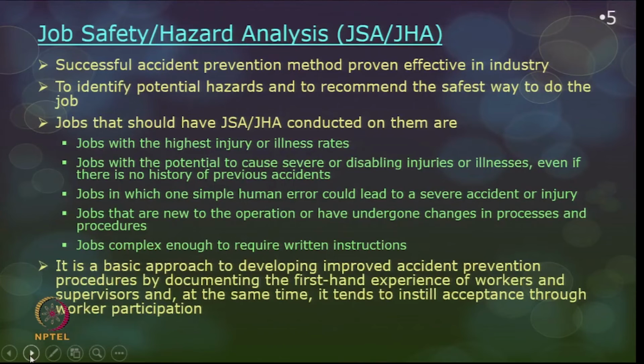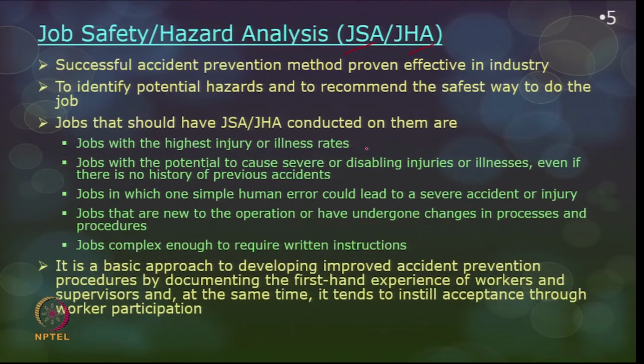So, in a way you are identifying the hazard and you want to provide a situation of complete safety in each of the construction operations. In short form it is referred to as JSA, job safety analysis, or JHA, which is job hazard analysis. It is a successful accident prevention method, proven very effective in the industry, to identify potential hazards and to recommend the safest way to do the job.